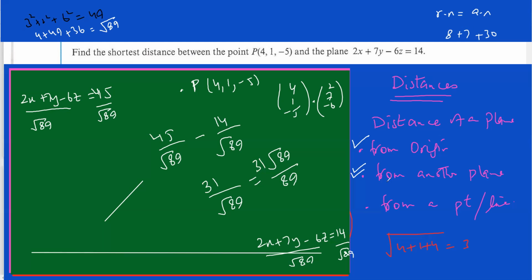Anyhow, guys, I have told you how to find the distance of a plane from the origin, the distance between two planes, and you change the situation where you had to find the distance of a point from the plane into the distance between two planes.